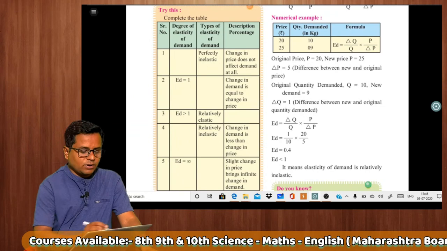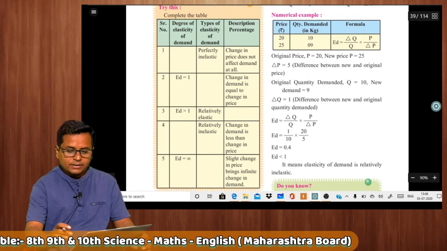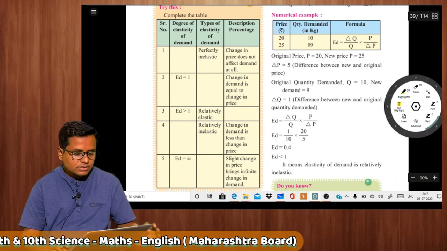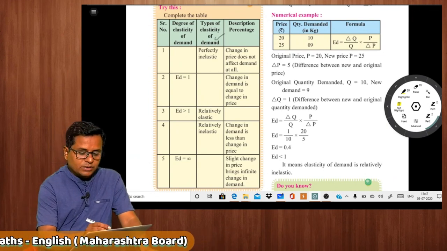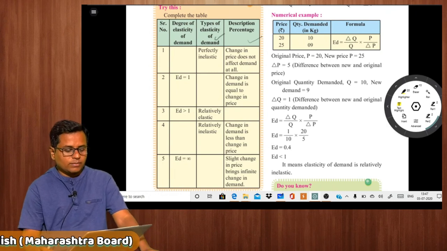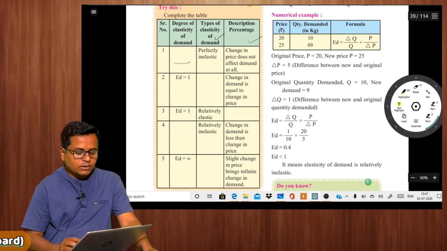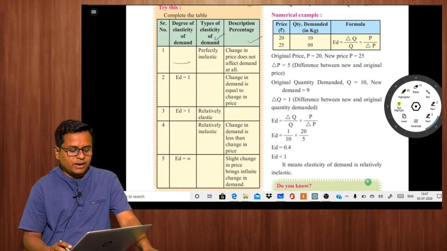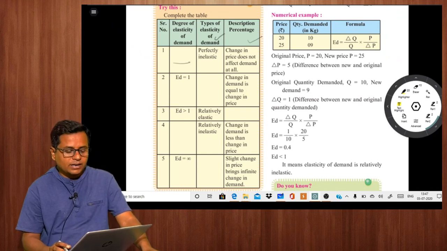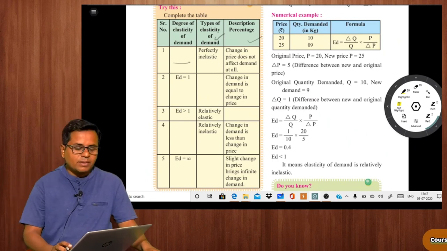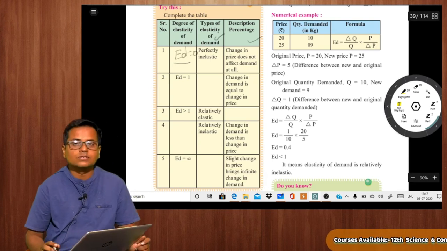See, in the first column, degree of elasticity of demand is shown, and in the second column, types of elasticity of demand are shown, and the description is shown in the third column. So see, the first exercise is here. Dash, perfectly inelastic. Change in price doesn't affect demand at all. So what is the degree of elasticity of demand here? The degree of elasticity of demand is zero. Elasticity of demand is equal to zero.